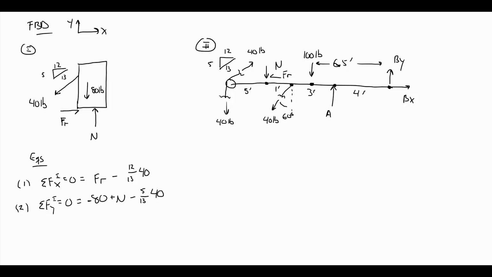To start, I'm going to take a moment about B in this picture, because now I will have only one thing I don't know left at this point, and that is A. I already know N from equation 2, so A will be the only remaining unknown. So taking the moment about B will eliminate Bx and By. So let's see what is the moment around point B. I already know it's going to equate to 0.